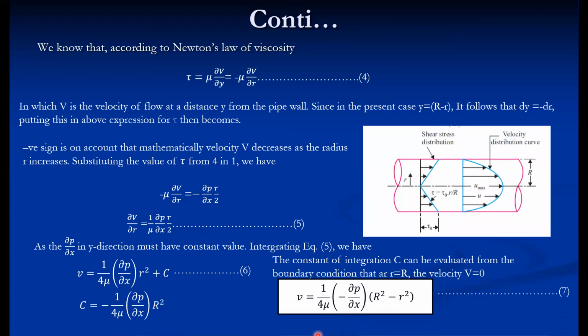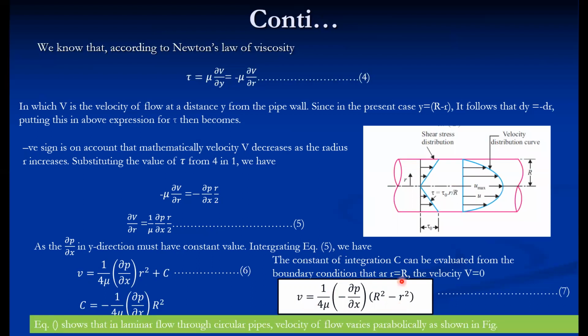If you see the velocity distribution from this, we can say when the laminar flow is through a circular pipe, velocity varies parabolically. This is the equation of a parabola. Velocity varies parabolically as shown in the figure. The velocity at the pipe wall is 0 and it varies parabolically, and again its mirror image on this side. The velocity at the center is a maximum. So this is the expression of local velocity: 1 upon 4 mu, minus ∂p/∂x, into (capital R square minus small r square).